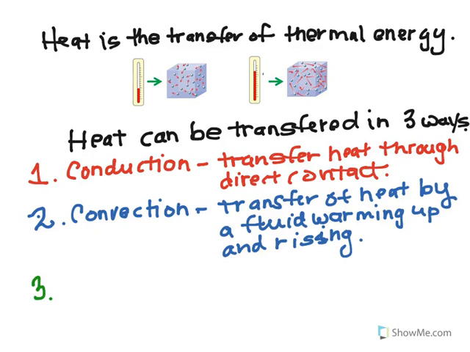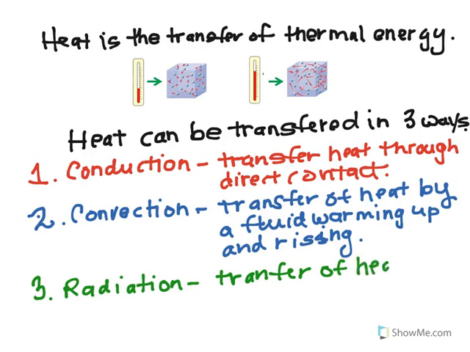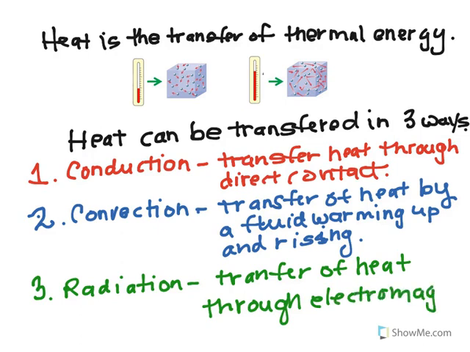All right, the third way that heat can be transferred is through radiation. Okay, radiation, and that is the transfer of heat through electromagnetic, that's a C on the end, you can't really see the C, but through electromagnetic waves.